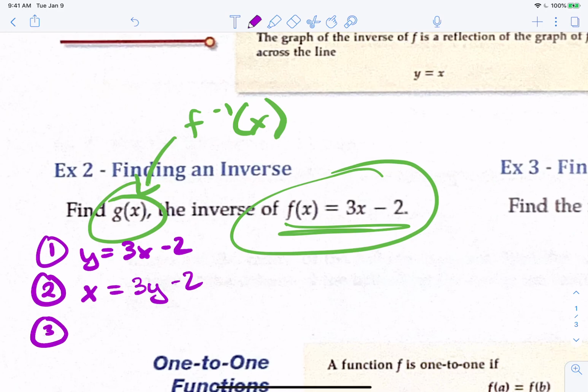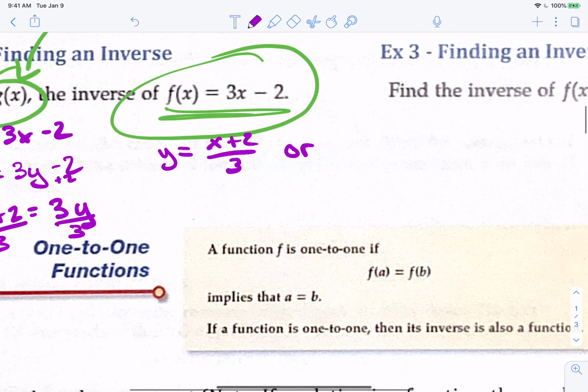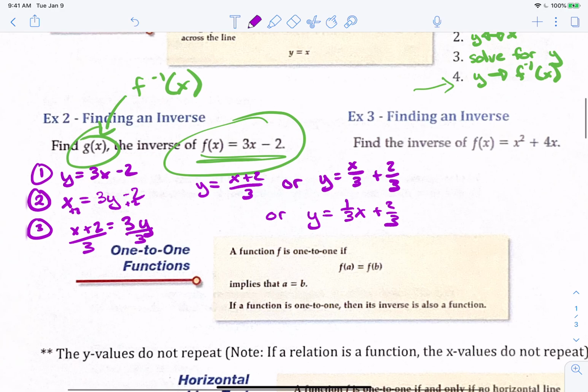So step number 3, what are you going to do first? Add the 2. Okay. So we have x plus 2 equals 3y, but we're not quite done yet. Divide by 3. So I can write that as y equals x plus 2 divided by 3, or it also looks like y equals x over 3 plus 2 over 3. Does that make sense? You can call it 1/3 x as well, or y equals 1/3 x plus 2/3. All of those 3 things mean the same thing.